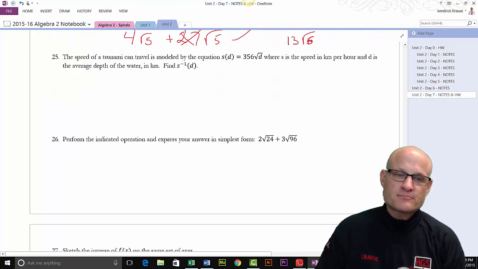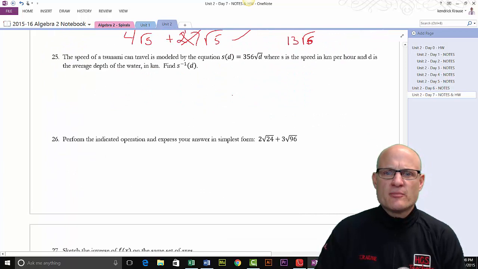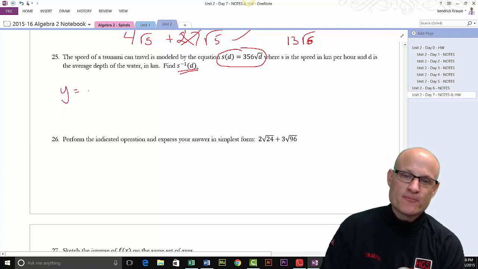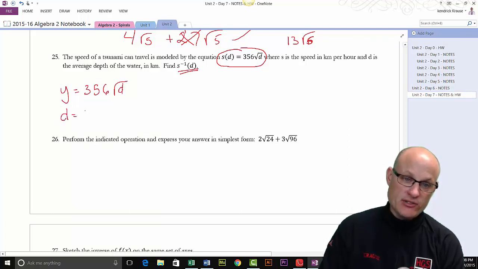All right. There's the model at a speed of a tsunami can travel. We want to find S inverse of D. All right, so we just got to switch x and y. So this is y equals 356 square roots of D, or D is equal to 356 square roots of y.